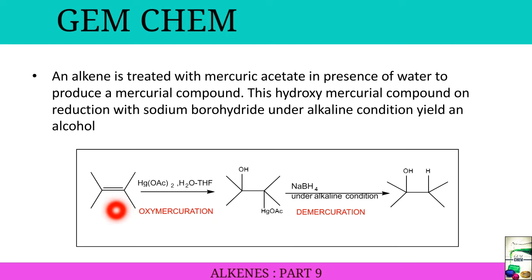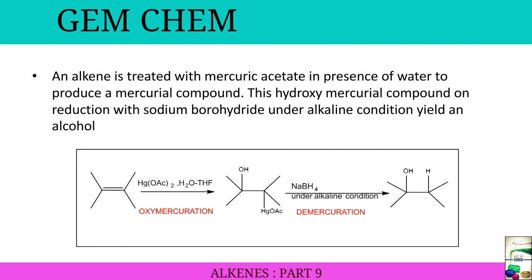Now we can observe this step. This alkene reacts with mercuric acetate, that is Hg(OAc)2, in presence of water and THF as solvent, and produces this kind of compound, where OH gets attached to this carbon and HgOAc attached to this carbon. Now on being reduced using NaBH4 under alkaline condition, demercuration occurs and we get an alcohol compound.